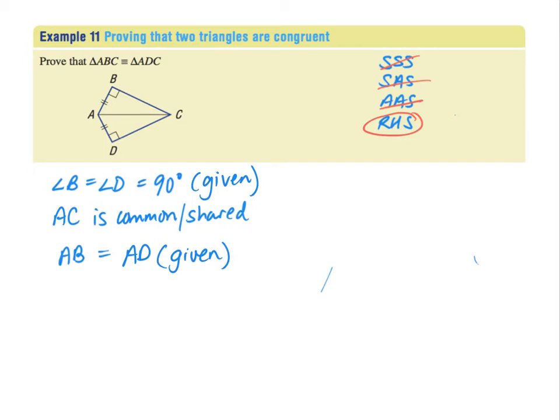Now we finish off by stating the original statement here. Triangle ABC is congruent to triangle ADC. And why? We know that because of RHS, given above.